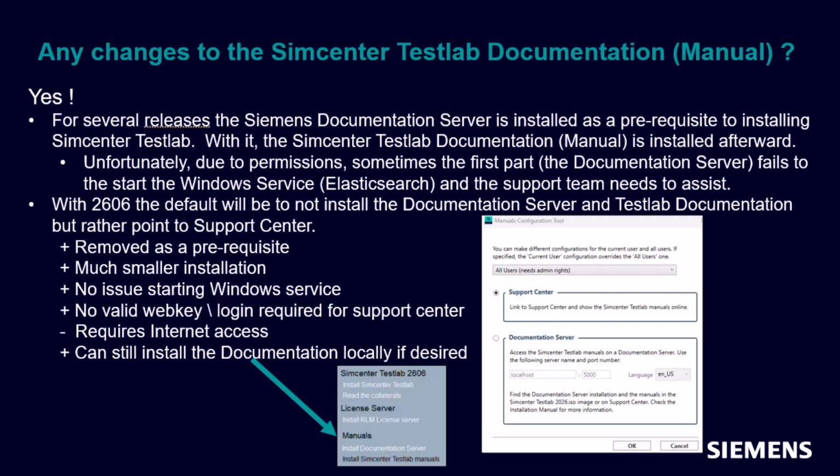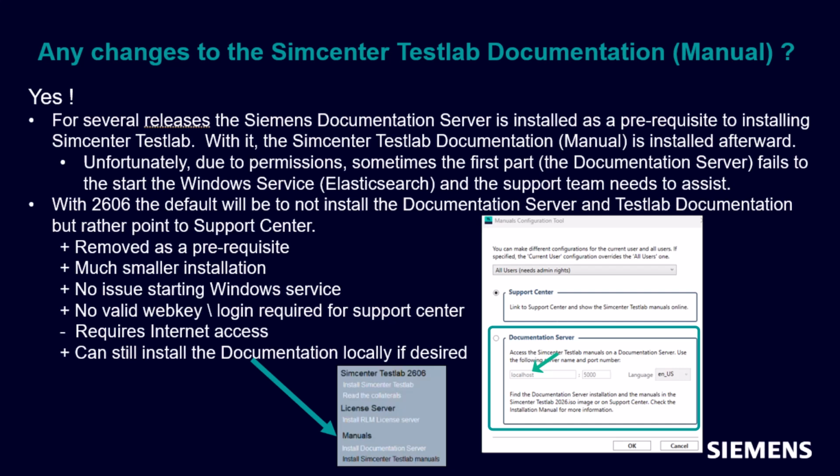So when you go to the manual for the configuration tool in 2606, rather than just a documentation server like we see in 2506 and earlier, the default option is Support Center. Then you'll be able to access Support Center for all of your help. Or you could tell it to use a documentation server. For my local machine, this would be localhost and then the port you're using.